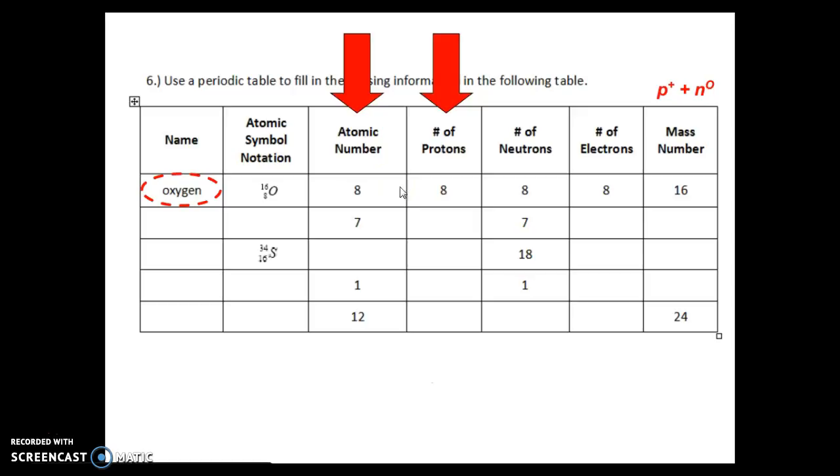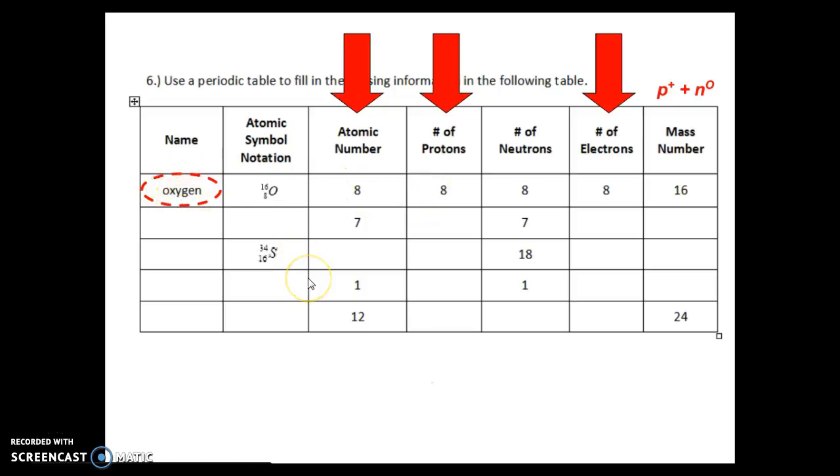But the next thing that you can immediately get is if you have 8 protons, well, you have to have the exact same number of electrons. So the protons and electrons are always equal in number because they have to balance each other out. These positive protons balance out the negative electrons. Okay? And the atomic number 8, which is the number of protons, tells us we have oxygen.